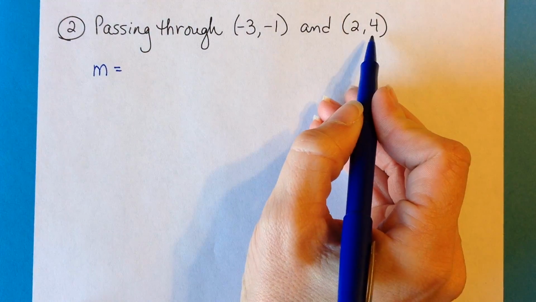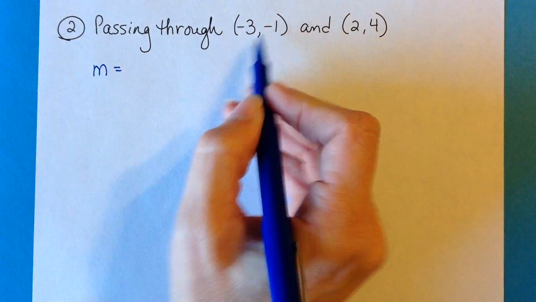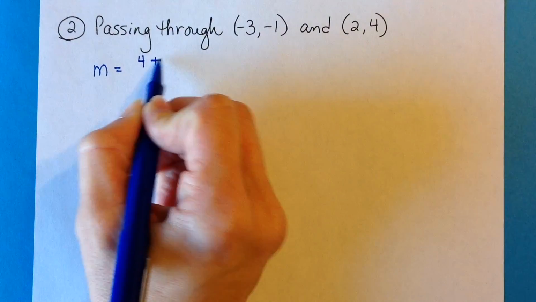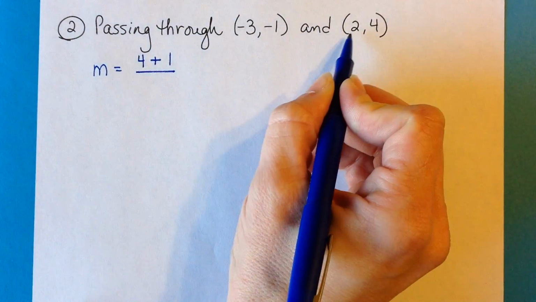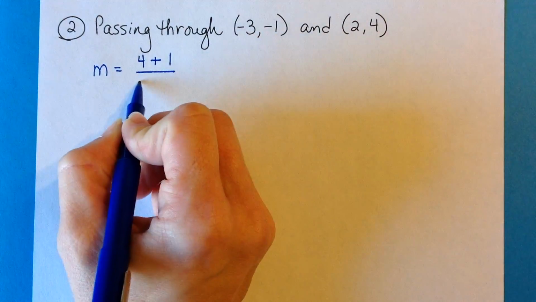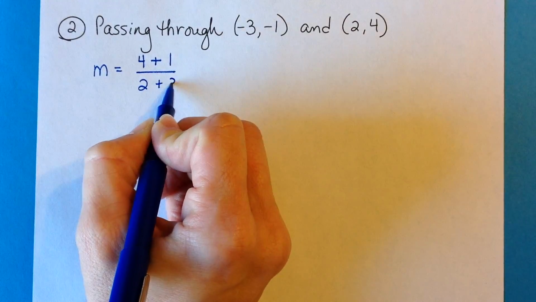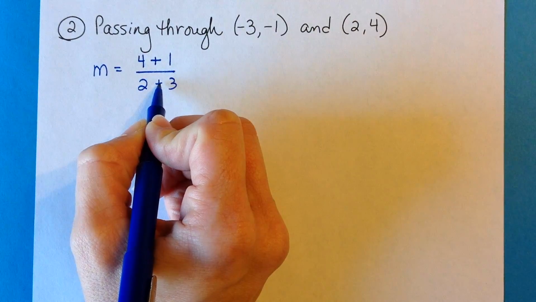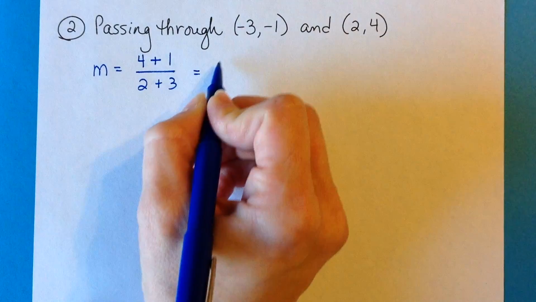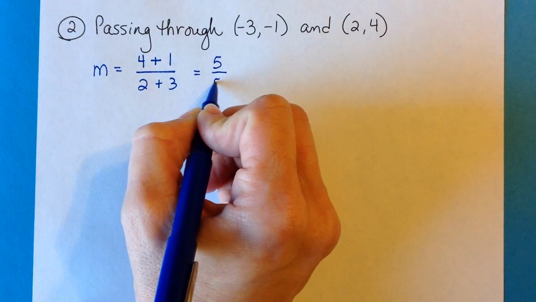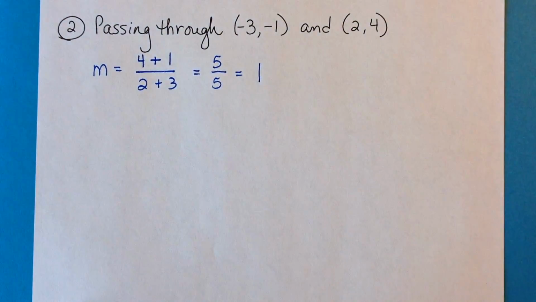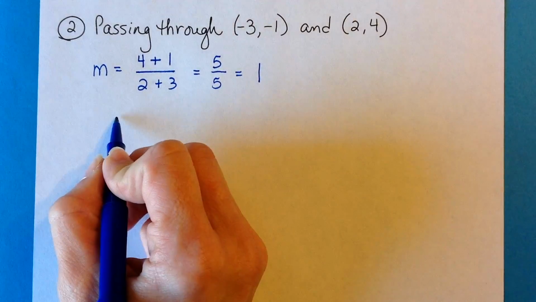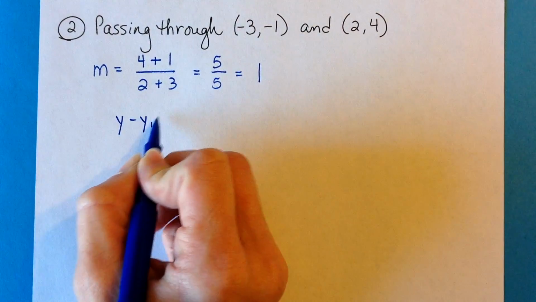So I'm going to subtract my y's. So that's going to give me 4 minus -1. And then 2 minus -3. So both of these ended up changing to plus because it was minus a negative. So I have 5 over 5, which will give me a slope of 1. Okay, so now go into your point slope formula.